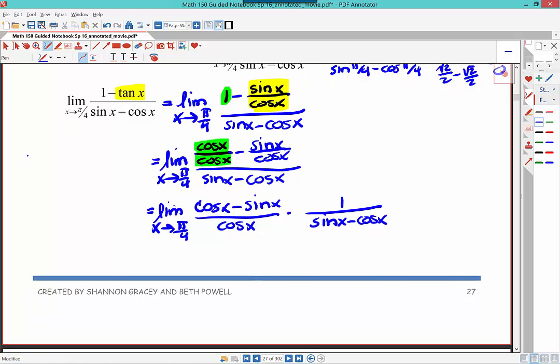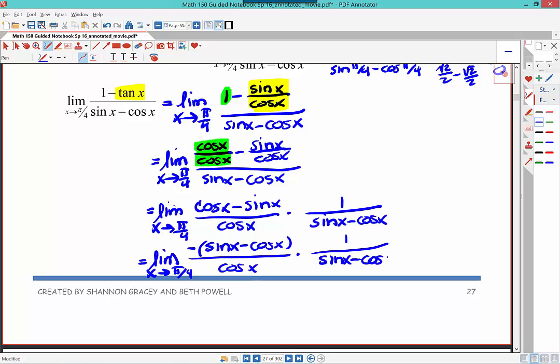Now, do you guys see that these terms here are opposites right here? So when you divide them out, you'll get -1. Now, if you forgot about all that, you can factor out a -1, right? So you can say, okay, we'll get the limit as x approaches pi over 4 of negative sine at x minus cosine at x over cosine at x times 1 over sine at x minus cosine at x.